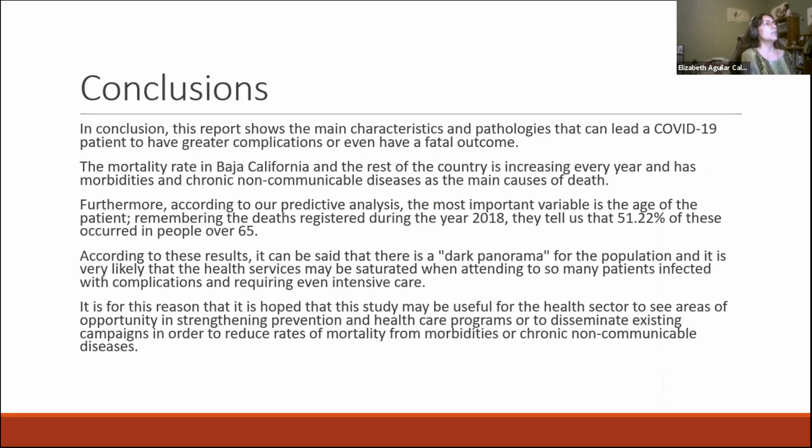In conclusion, the report showed the main characteristics and pathologies that can lead a COVID-19 patient to have a greater complication or even a fatal outcome. The mortality rate in Baja California and the rest of the country is increasing every year and has morbidities and chronic non-communicable diseases as the main causes of death. And furthermore, according to our predictive analysis, the most important variable is the age of the patient.